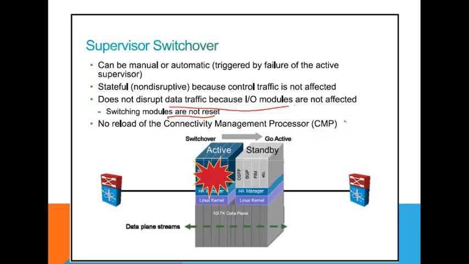Okay, what is this? Connectivity management processor. This is a special port only on Supervisor Engine 1. It's a special port. It's a kind of Ethernet port on Sup 1. What is the purpose of this CMP?